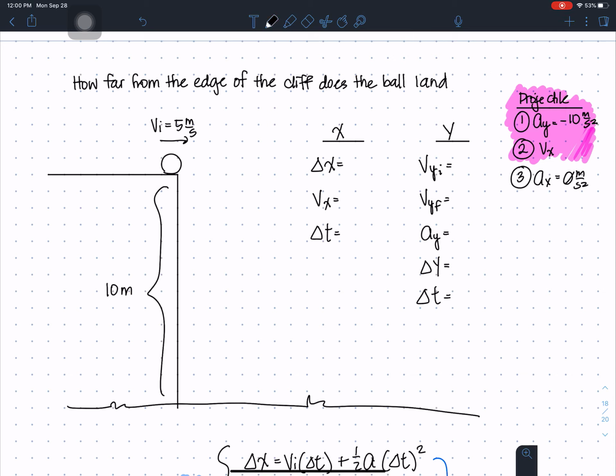Okay, so let's move forward with solving our problem. We are solving for delta x. So let's put 2 question marks down for delta x, because the problem says how far from the edge of the cliff, horizontally implied, does the ball land? Now if you look at the initial velocity, it is completely horizontal. This is a ball moving horizontally off the edge of a cliff. All of the 5 meters per second, all of the initial velocity exists in the x direction and moves the ball from left to right. Our Vx, therefore, is the entire 5 meters per second.